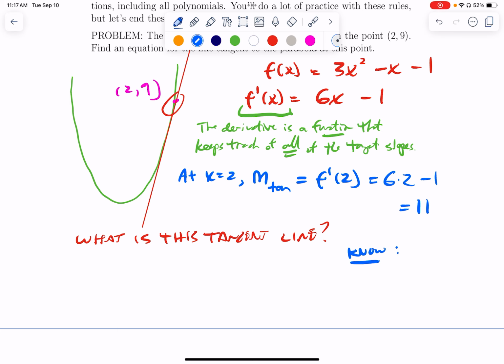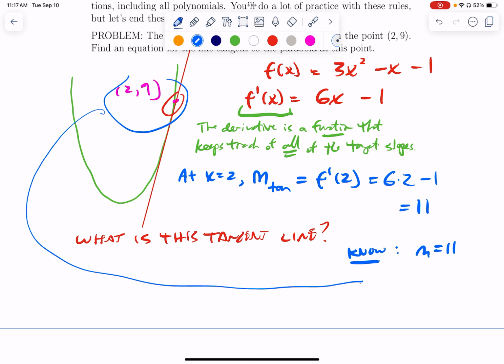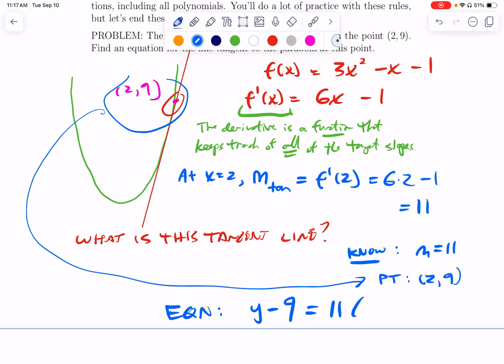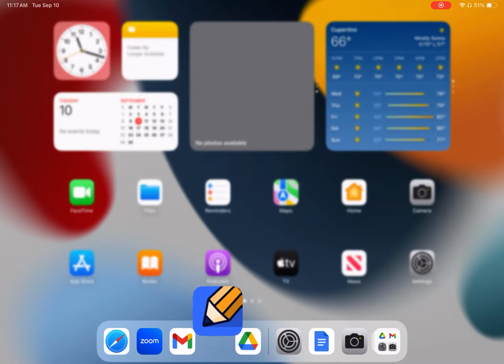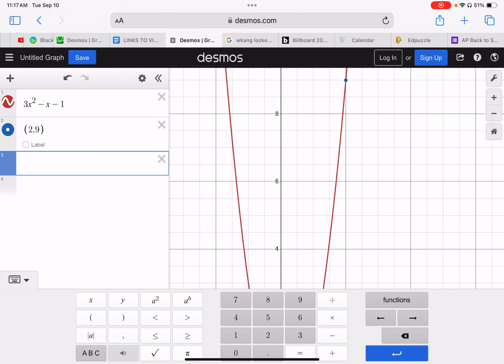So we're still not done, but here's what we know. We know that for this tangent line, the slope is equal to 11, and we were given that a point is (2, 9). So let's just use point-slope form because that's easiest. So our equation for that tangent line would be y minus our given y coordinate equals slope times the quantity x minus our given x coordinate. So y minus 9 equals 11 times x minus 2. Let's switch to Desmos and see how we do.